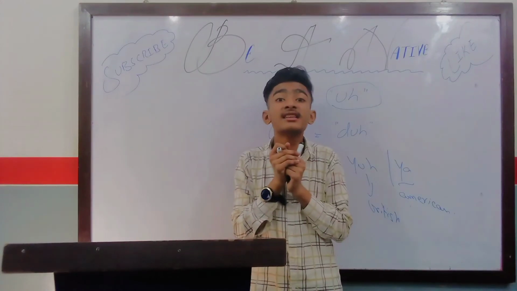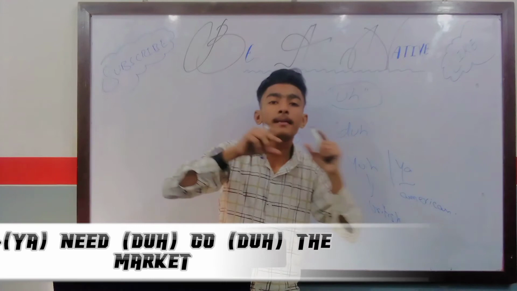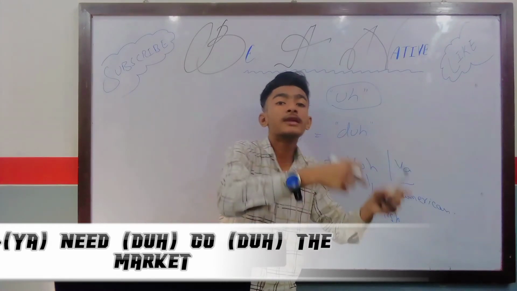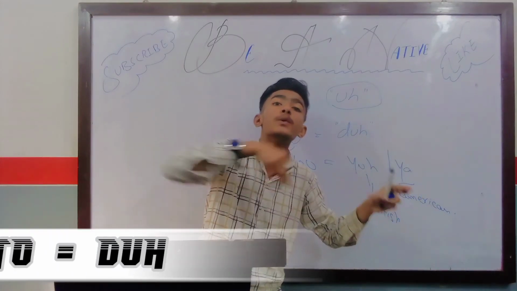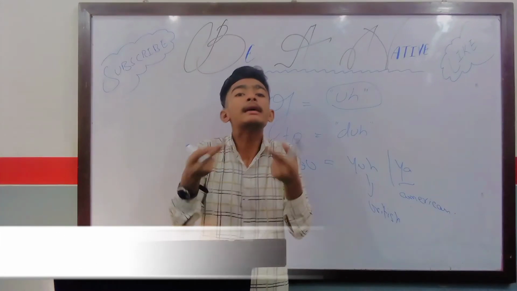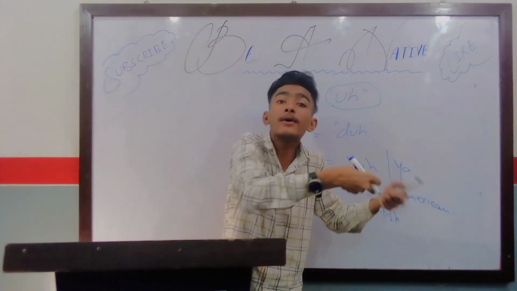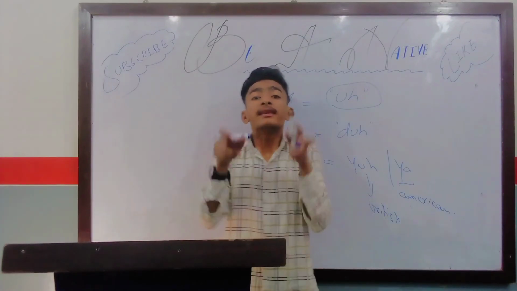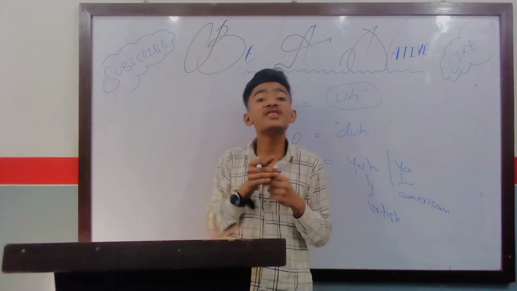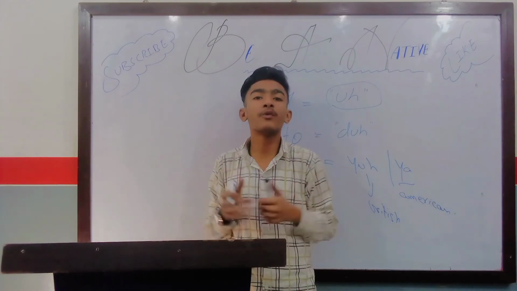So how to make it in a super speedy mood? You need to go to the market. Ya need to go to the market. Replace the "to" with "d" and replace the "you" with "ya". So it'll be sounding in the super speedy mood like, ya need d go d the market. That's how you sound like a native speaker, and that's how you use the pronunciation in the very best way.